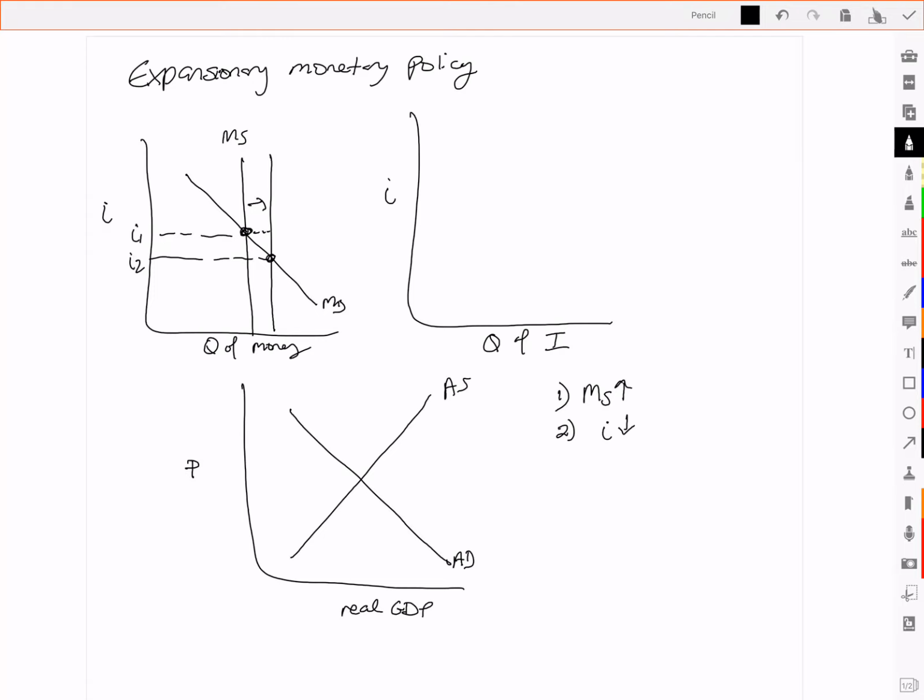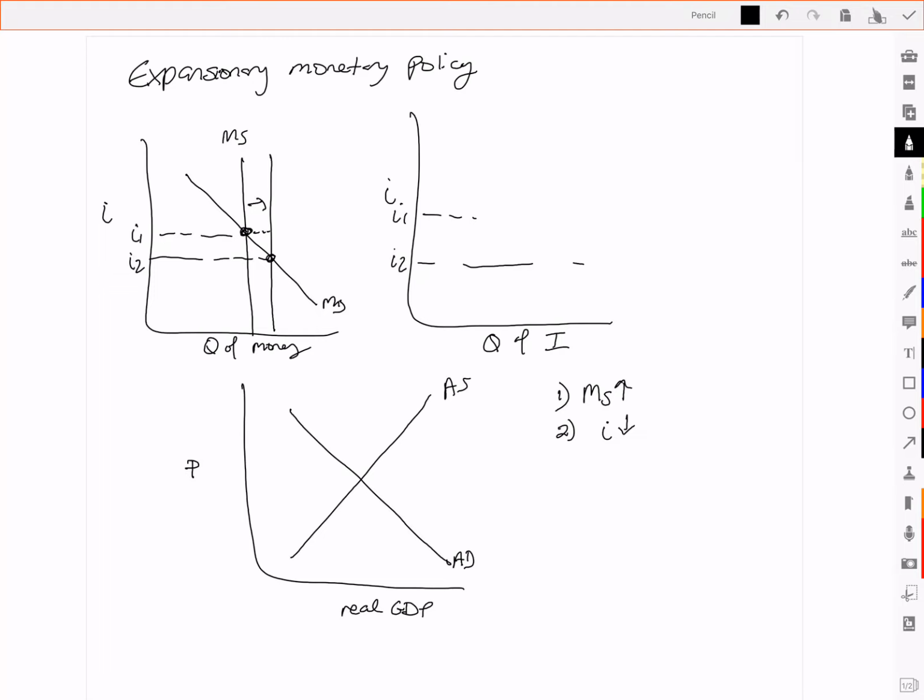When interest rates go down, so we go from I1 to I2, what does that do to investment spending? Well, when interest rates are high, then investment spending, and remember investment spending is when businesses buy from other businesses. So what does that include? That includes capital goods, inventory, residential structures, and non-residential structures.